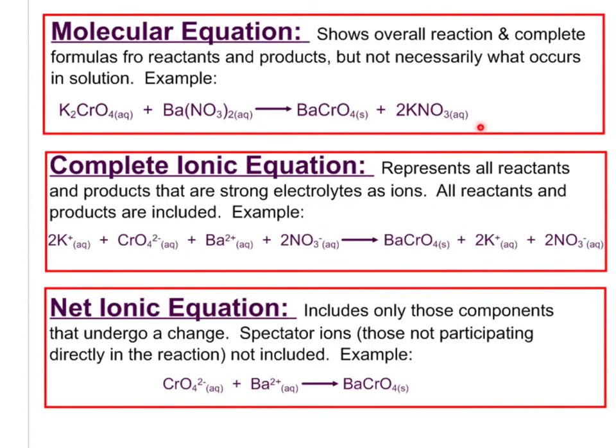Now some equations that you have not seen. Complete ionic equations. That is where we are representing all of the reactants and products that are strong electrolytes, and we're showing them as ions. All of the reactants and products are included in the complete ionic equation. So if we look at our molecular equation with this same reaction, and we rewrite it as a complete ionic equation, we're simply going to take it apart into its respective ions because they are all strong electrolytes and they will all dissolve in water and dissociate and float around as individual ions, right?